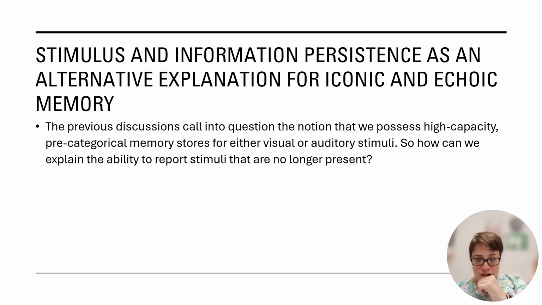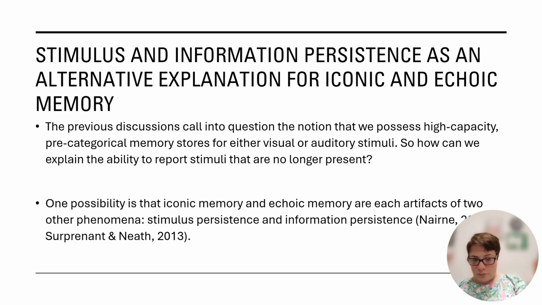So the previous discussions call into question the notion that we possess a high capacity pre-categorical memory store for either visual or auditory stimuli. So how can we explain the ability to report stimuli that are no longer present? One possibility is that iconic memory and echoic memory are just artifacts of two other phenomena, such as stimulus persistence and information persistence.